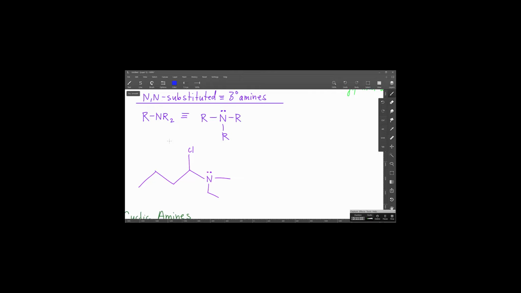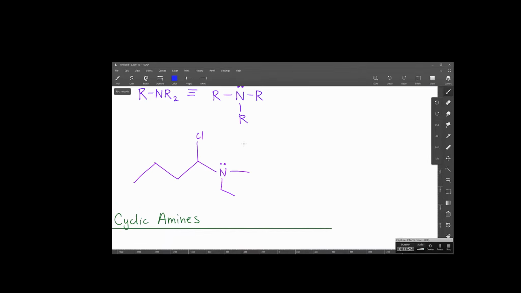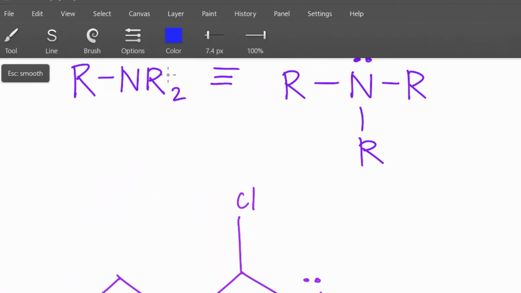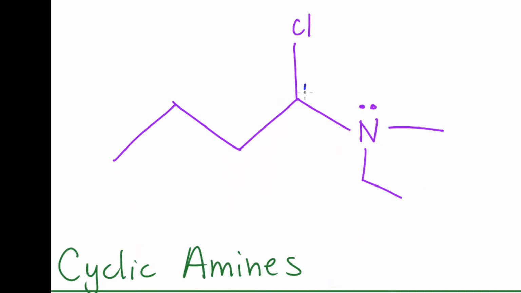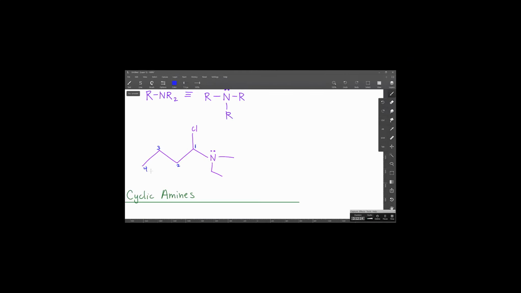Next examples are going to be our N,N-substituted amines, and those are also known as our tertiary amines. So for hydrogens, the two H's have been substituted with R or other functional groups. And if we look at this example, this is going to be carbon 1, 2, 3, 4. So we have a butanamine.